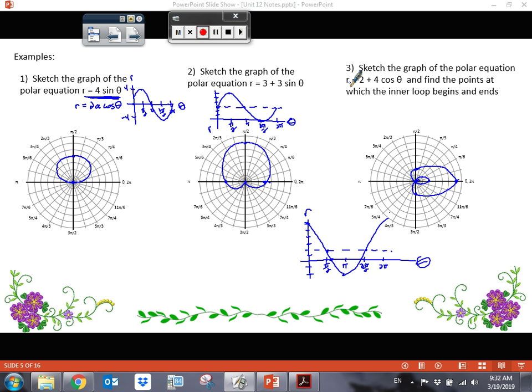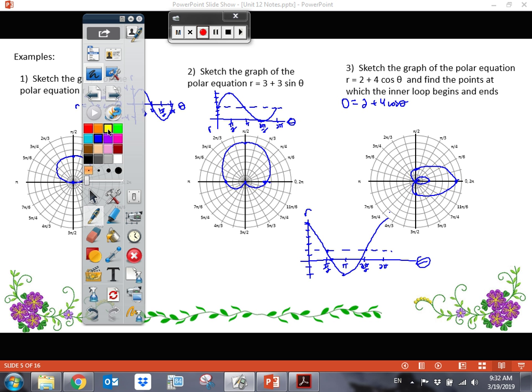So I'm going to substitute a 0 in for r, 2 plus 4 cosine theta, and my goal is to find out exactly what these two values are. That's what I need to know. This is when my inner curve starts, and this is when my inner curve stops. Okay?